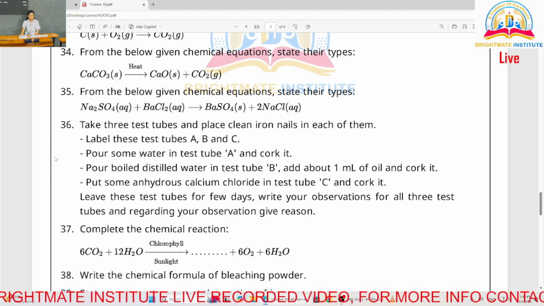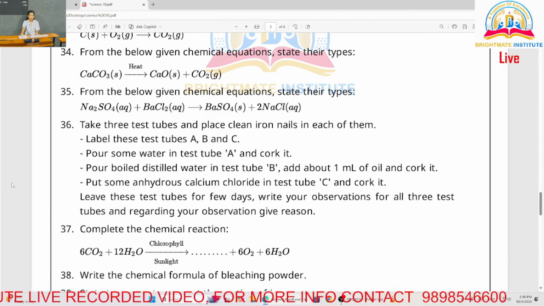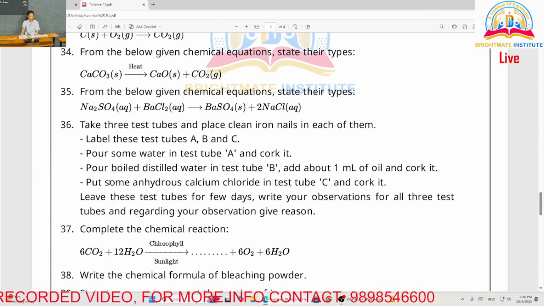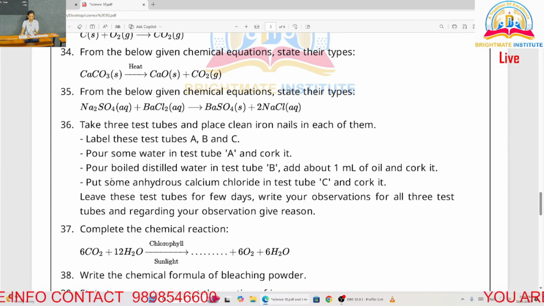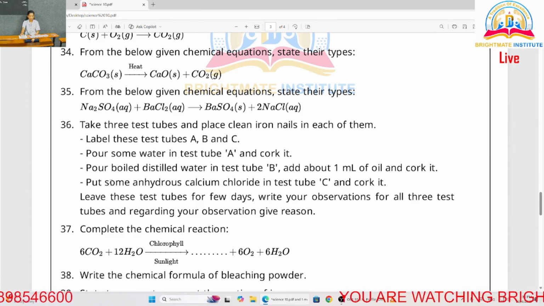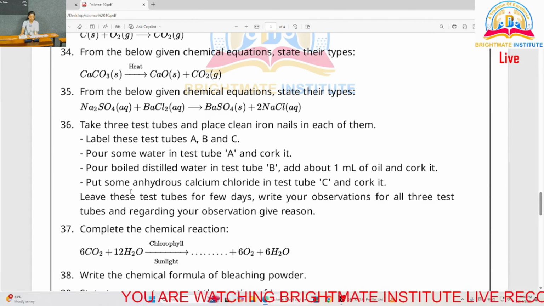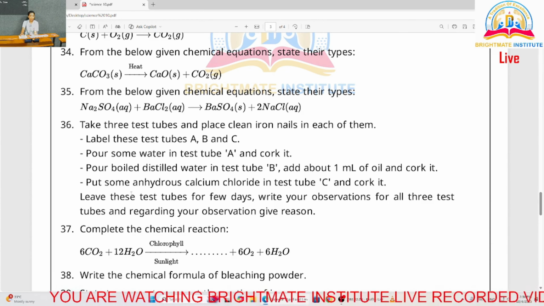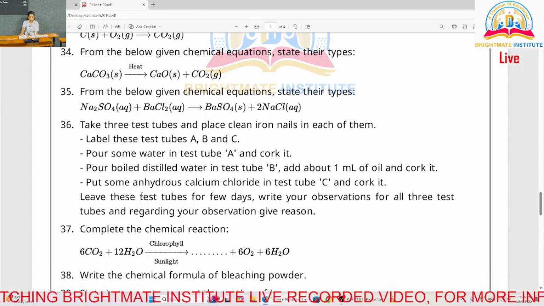Take 3 test tubes and place clean iron nails in each of them. So this has already been given in the NCERT book, and what we find is that the iron nail will rust in test tube A, because it provides the essential conditions for rusting, since both moisture as well as air are present. So in the presence of air and moisture, the rusting takes place. So the correct answer is the iron nail will rust due to the contact of water, that is moisture, and air.